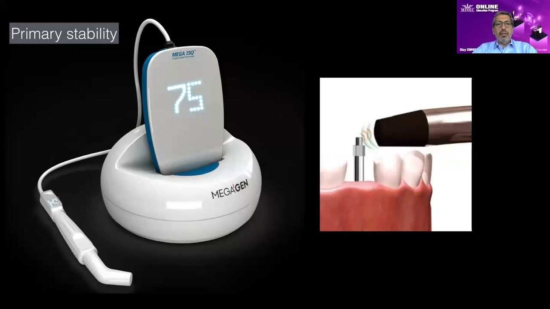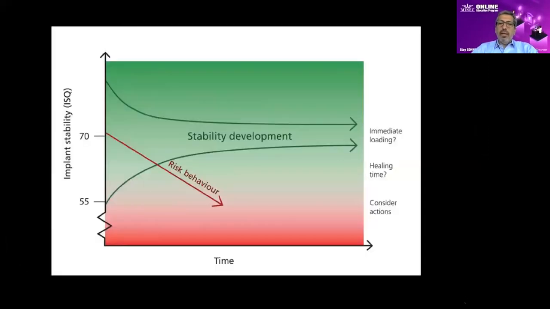This is the Mega ISQ that will give us some numbers, and these values that you can see here, the implant stability quotient, ISQ, will give us an idea on the stability of this implant and will give us guidance whether we can do delayed, early, or immediate loading of these implants. And we will discuss all of these features also during this presentation.